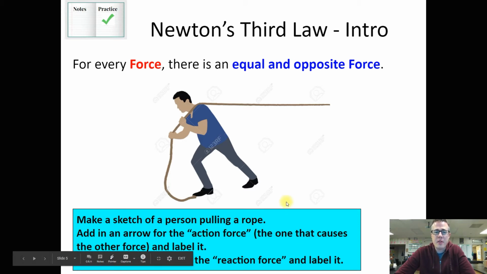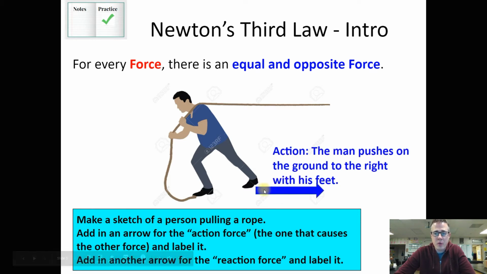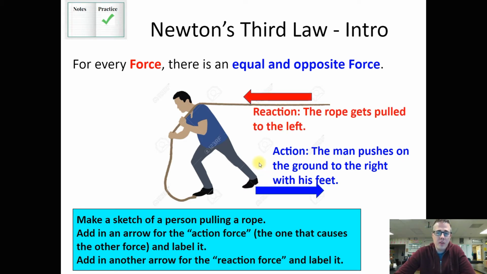So the action force, like where the force is starting, is with the person pushing on the ground. So he pushes on the ground to the right with his feet. The reaction is that the rope gets pulled to the left, and there's your reaction. And the thing is that both of those forces have to be the same amount.